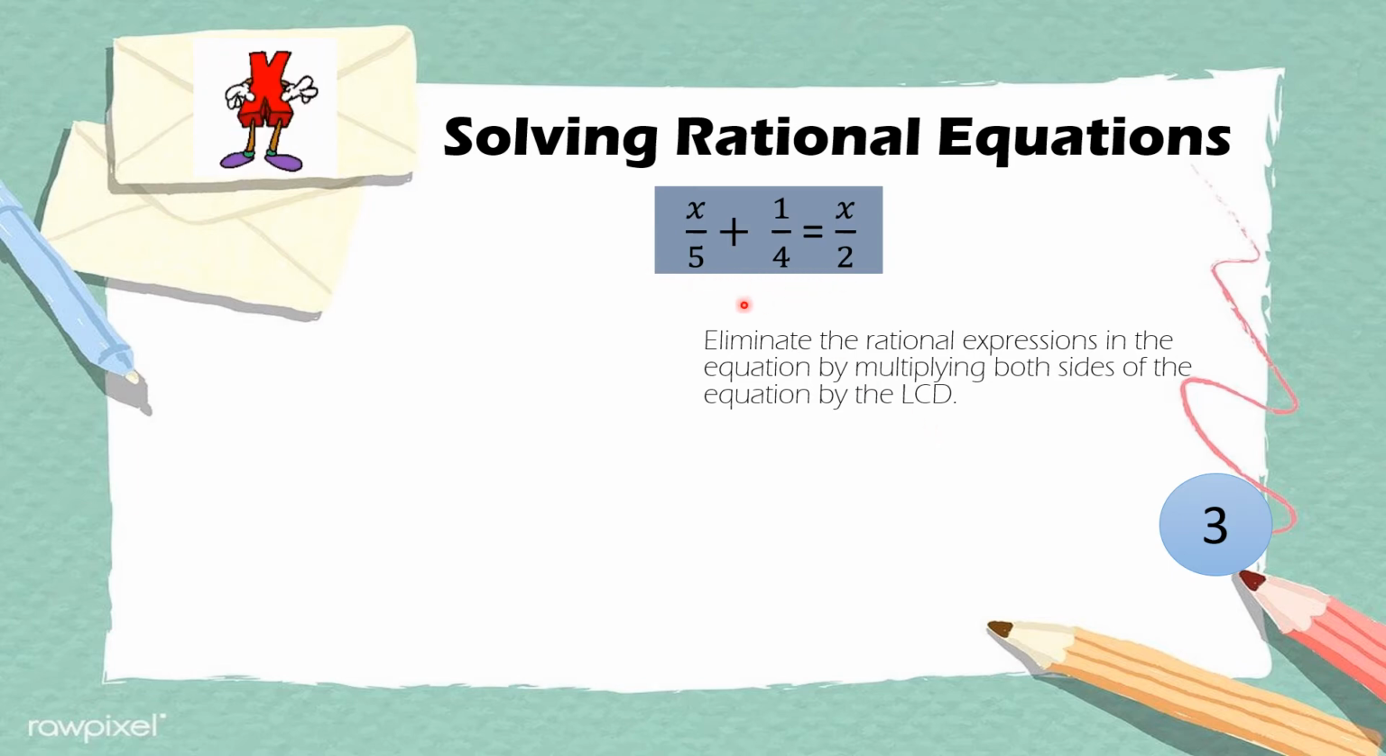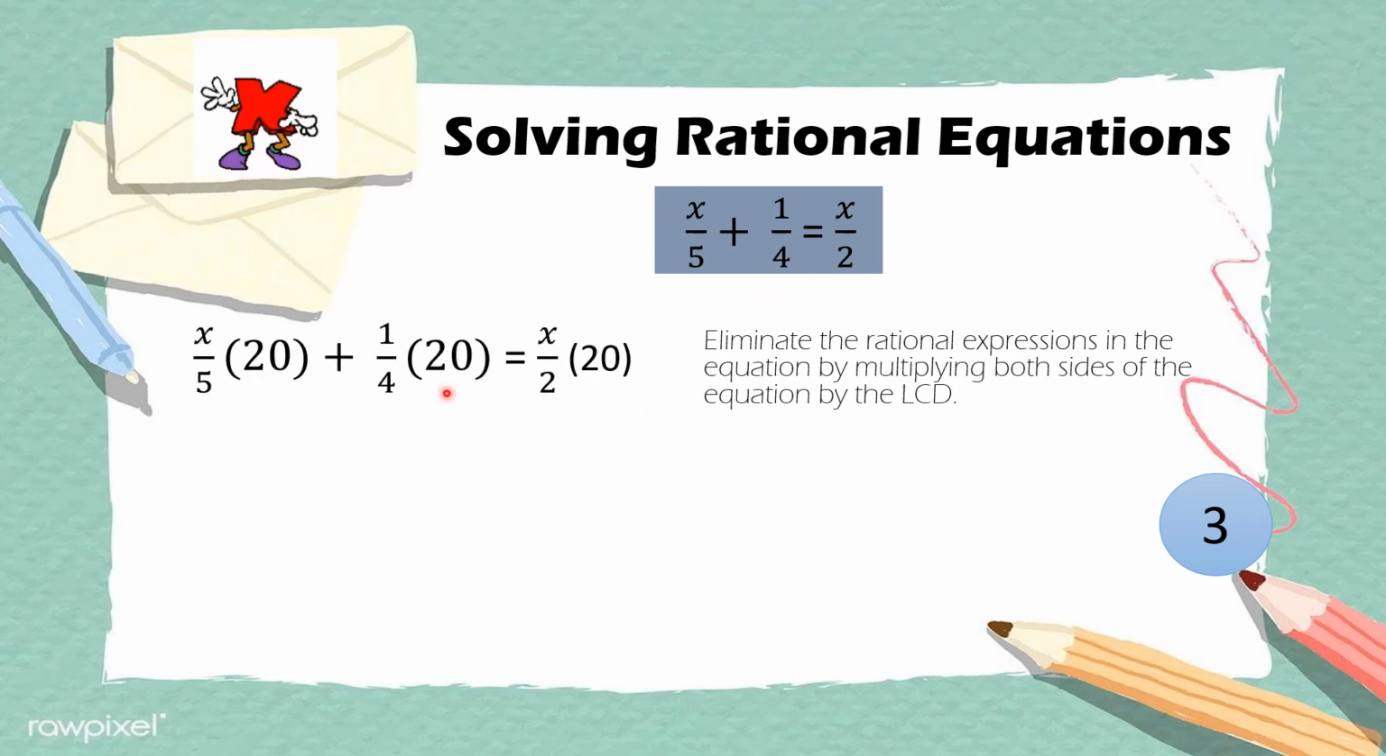So we have here 5 times 4 times 2 equals 40. But you can use 20 as your LCD. Why? Because 20 is divisible by 5, by 4, and by 2. So for the second step, solve the equation.